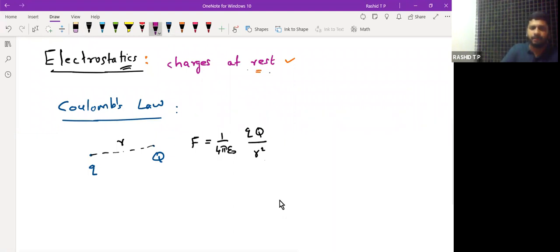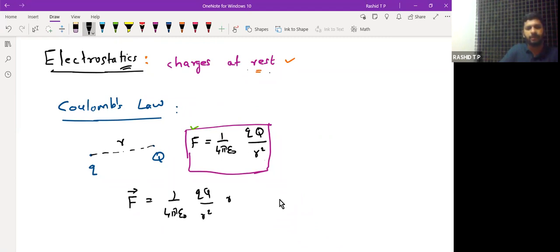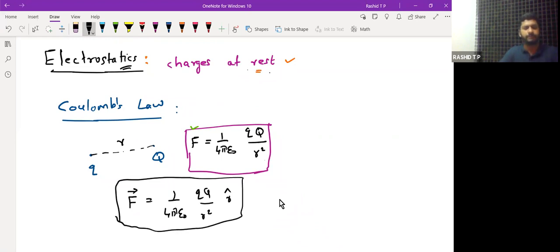Here, all of you know this expression, and this is the magnitude of the equation. Now what is the direction of this equation? Because force is a vector quantity, it has both direction and magnitude. The force in vector form is F vector equals 1 by 4 pi epsilon 0 into qQ divided by r square r cap. This is the direction of that Coulomb force.